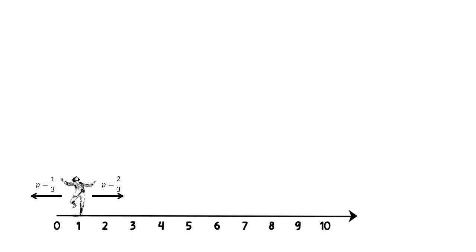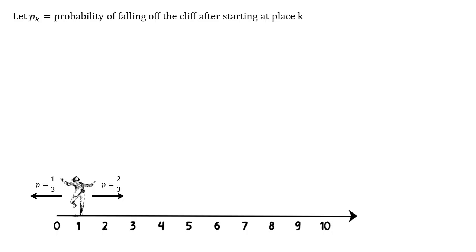To solve this problem, we're going to model it as in the diagram here. So I've got a number line from 0 going upwards. Our drunkard is currently stood at 1. If he moves 1 step to the left, that's 0. That's the end of the cliff. If he moves 1 step to the right, he gets to place 2, and so on and so on. Using this, we're going to define pk as a probability of eventually falling off the cliff after starting at place k.